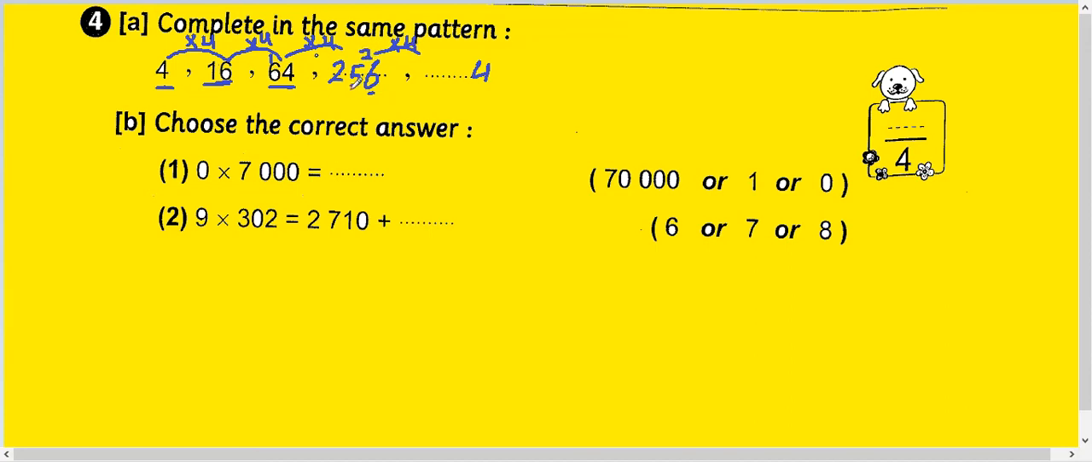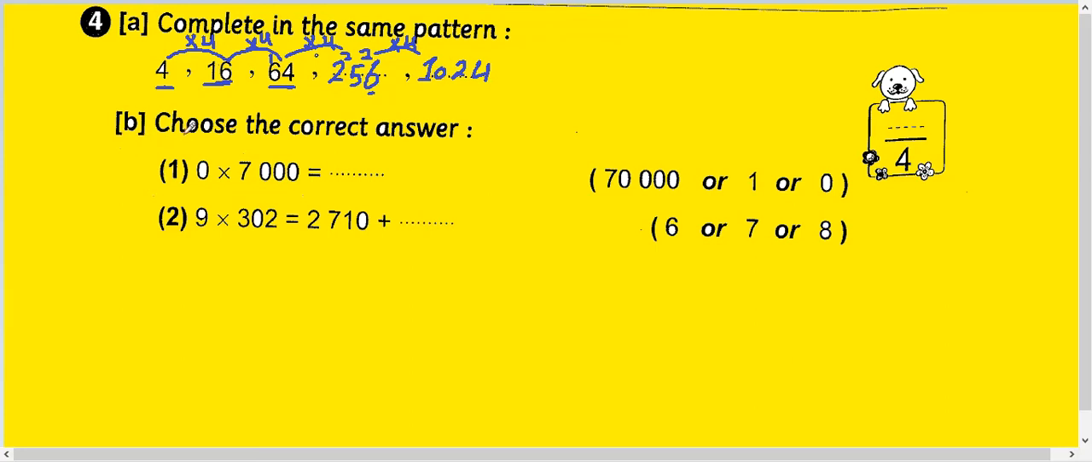4 times 5, here we have 4 times 5 equals 20. 20 plus 2 equals 22. Here 2 and carry up 2. 4 times 2, here we have 4 times 2 equals 8. 8 plus 2 equals 10. So final result equals 1024.